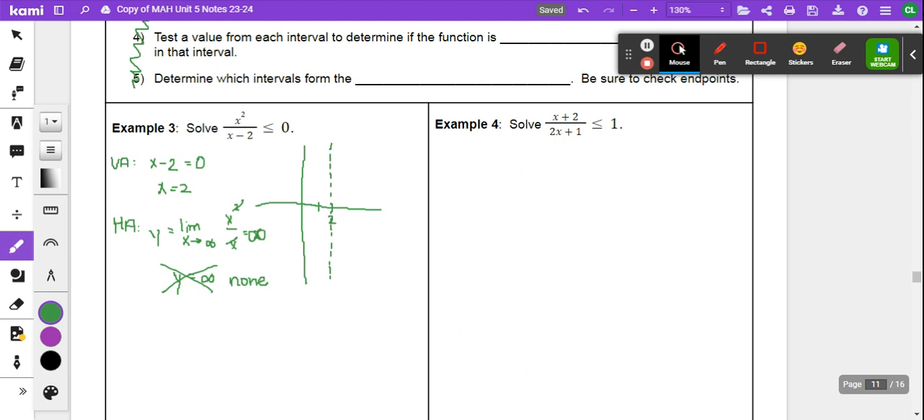All right, the other thing we need to do is come up with x and y intercepts. So let's see if we remember how to find a y-intercept. And that is, remember, let x equal 0 and plug in. So let's do 0 squared over 0 minus 2. And that's 0 over negative 2. That is 0. So the intercepts are going to be 0 and 0.